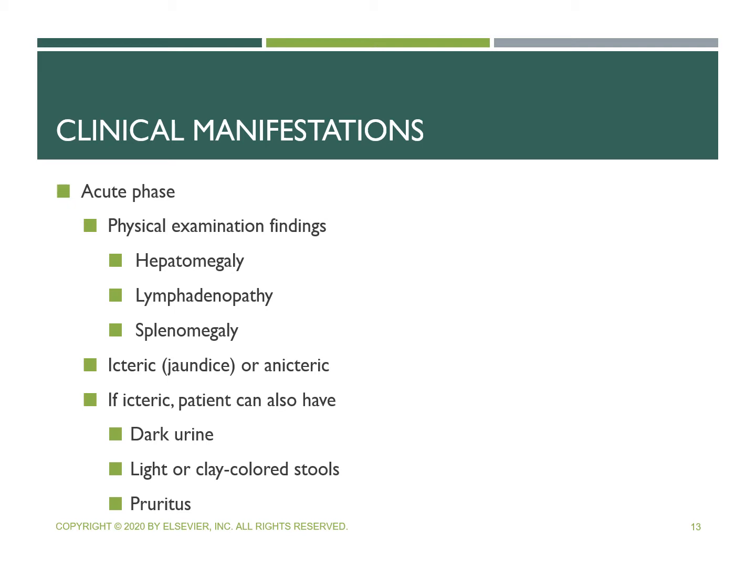is enlarged lymph nodes. A patient can appear jaundiced, which is called icteric, and anicteric, which just means the patient is not jaundiced. If the patient is jaundiced, they can have some dark urine that is due to the increase in the bilirubin. They could have light or clay-colored stools as the bilirubin can't flow out of the liver. And pruritus, which is itching, happens due to the accumulation of bile salts.